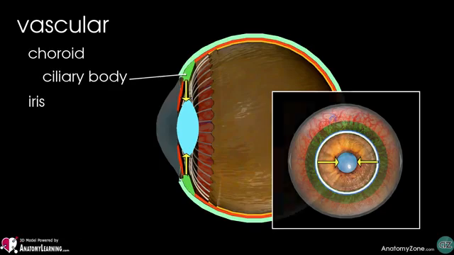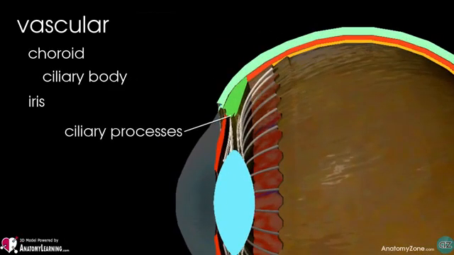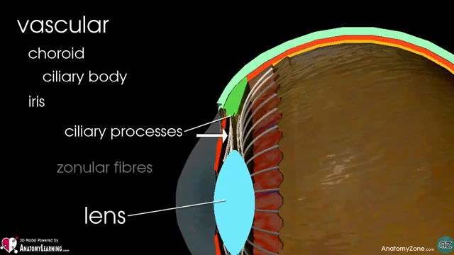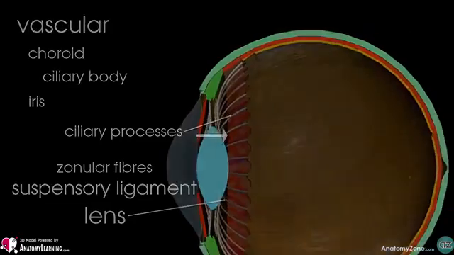Projecting from the surface of the ciliary body are the ciliary processes. These attach the lens to the ciliary body via these fibers, which you can see here, known as zonular fibers. Collectively, the zonular fibers form the suspensory ligament of the lens. The ciliary body therefore controls the shape of the lens.